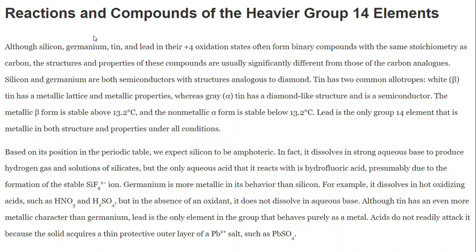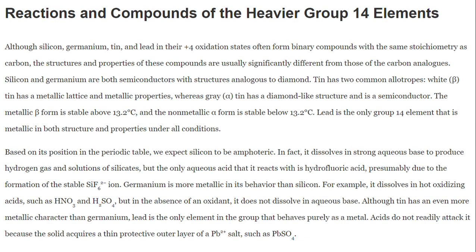After discussion of the carbon compounds, their reactions for group 14 elements, the lightest element, now we come to the heavier elements of group 14. Although silicon, germanium, tin, and lead in their +4 oxidation states often form binary compounds, the structure and properties of these compounds are usually significantly different from those of the carbon analogues.